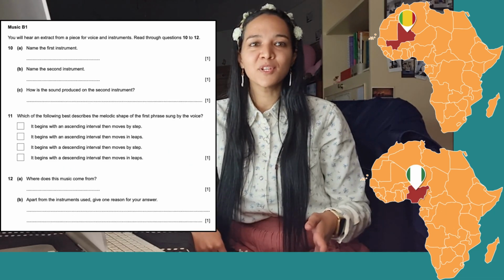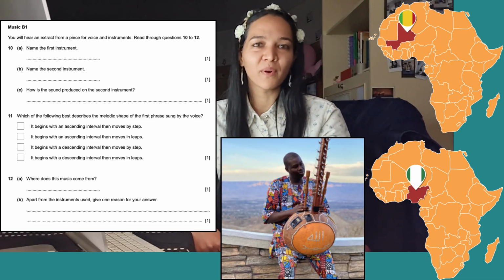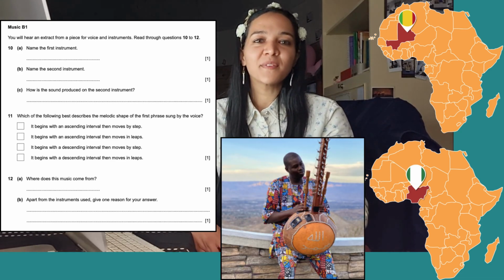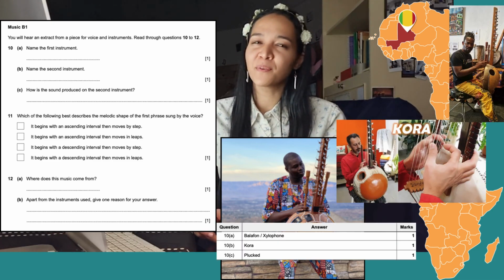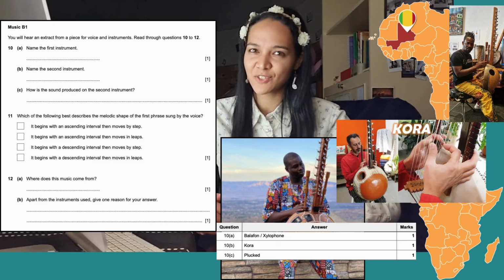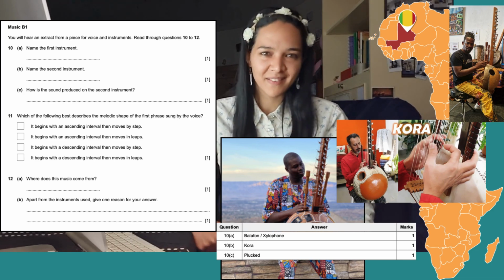Then the second instrument, we have a beautiful African harp, as they call it, and this is specifically the kora. Now the sound on this instrument is produced by plucking the strings, and if you didn't know that already, you can definitely hear it in the extract. So you definitely have to go ahead and say that the sound is produced by plucking the strings.